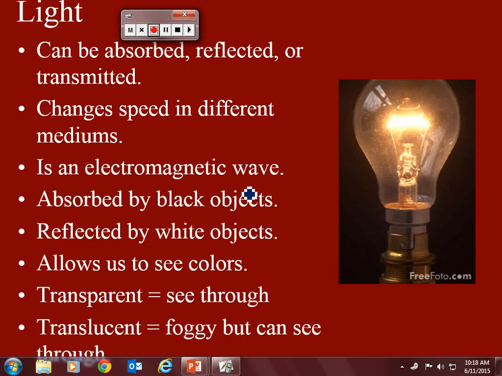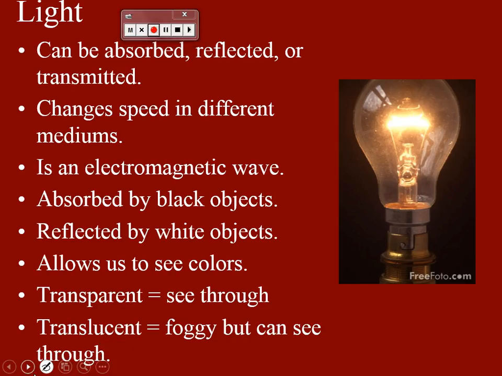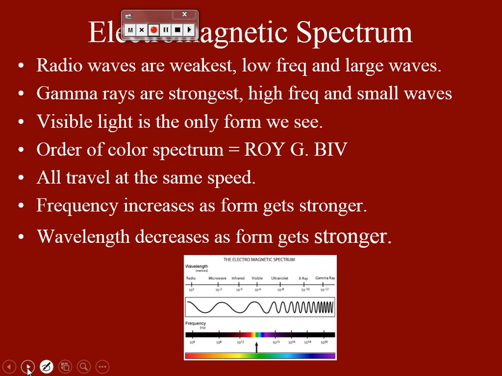It is an electromagnetic wave. It's absorbed by black objects, so no light is reflected and we see black. It is completely reflected by white objects, so all the colors are reflected and we see white. Whatever color you see when you look at something is the part of the Roy G. Biv light spectrum that is being reflected. Transparent means see-through, translucent means foggy but you can see through, and opaque means you cannot see through it.